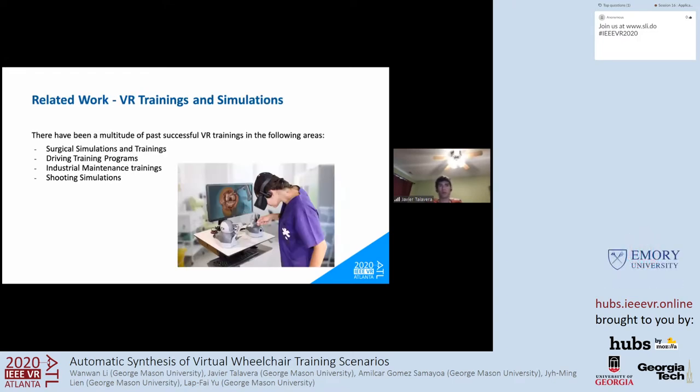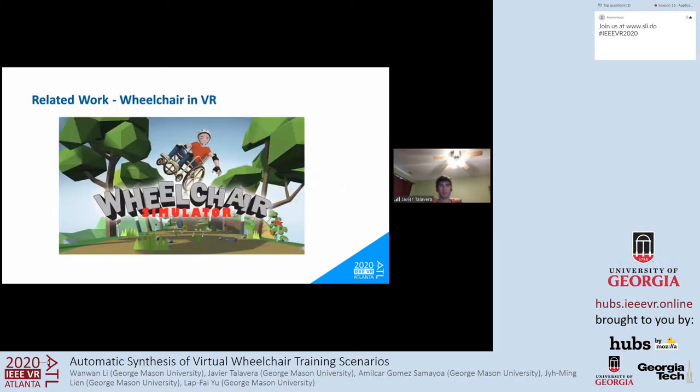With the rise of virtual reality, the use of virtual training simulations has proposed effective ways of practicing certain tasks with an element of realism that is not available in a video tutorial or reading of instructions. For example, as listed here, virtual reality has been used in training ranging from surgical procedures to driving, industrial maintenance, and even shooting. While there are some simulations that focus on manual wheelchair use, for example, this wheelchair simulator, it lacks realistic mechanics and does not focus on the training aspect of the wheelchair.